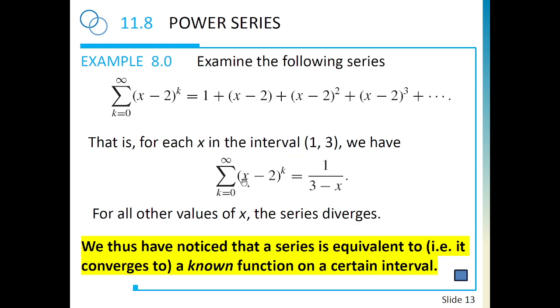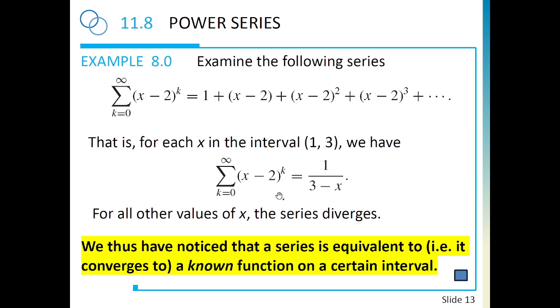So whichever value of x I plug between 1 and 3, this series is convergent, and we know the sum, we just plug the same value of x here between 1 and 3. So what happens at 1? If I plug x equal 1, what do I get? I get 1 minus 2, which is negative 1. So I get negative 1 to power k.